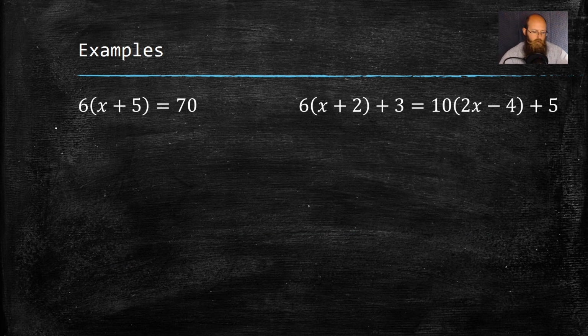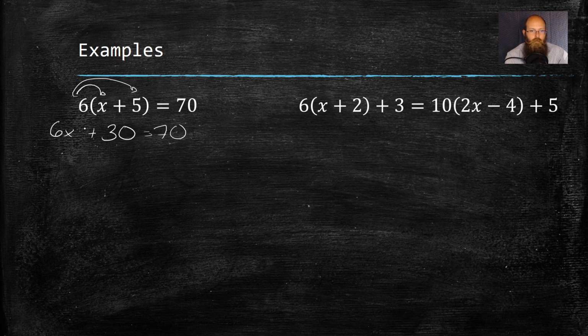Alright, over on the left I have a 6 outside a set of parentheses. I'm going to distribute that 6 in. So that is now a 6x plus, and then 6 times 5 is 30. All of that equals 70. That right side hasn't changed.